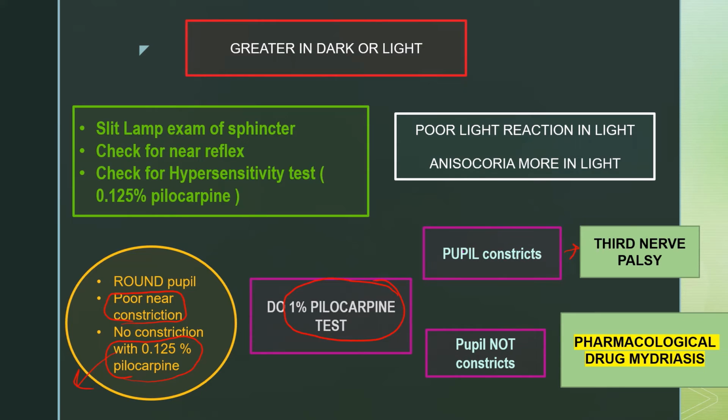Now, what if on the 1% pilocarpine test the pupil does not constrict? It indicates that the patient has used certain anticholinergic agents or sympathomimetic agents which are causing the drug-induced mydriasis, because these anticholinergic agents like atropine are going to block the receptor where the pilocarpine is going to sit on and cause the pupillary constriction. And as the receptors are already blocked, the 1% pilocarpine test is going to fail. So if the pupil does not constrict on the 1% pilocarpine test, it indicates that the patient is suffering from pharmacological mydriasis, and this is how you differentiate between third nerve palsy and pharmacological drug mydriasis.